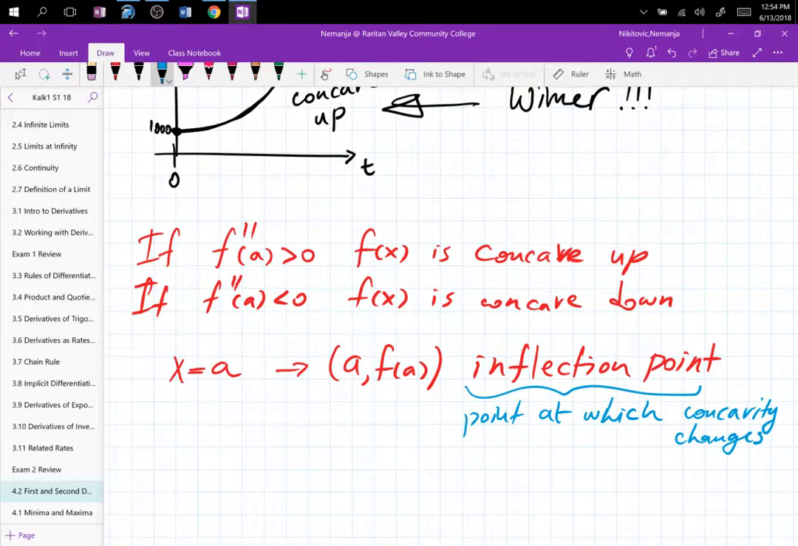So for 1 over x, if you think of the graph in your head, 1 over x has a concave down piece on the left and a concave up piece on the right, and we had the vertical asymptote in between. So now we're going to say partitioning is done by inflection points and vertical asymptotes.